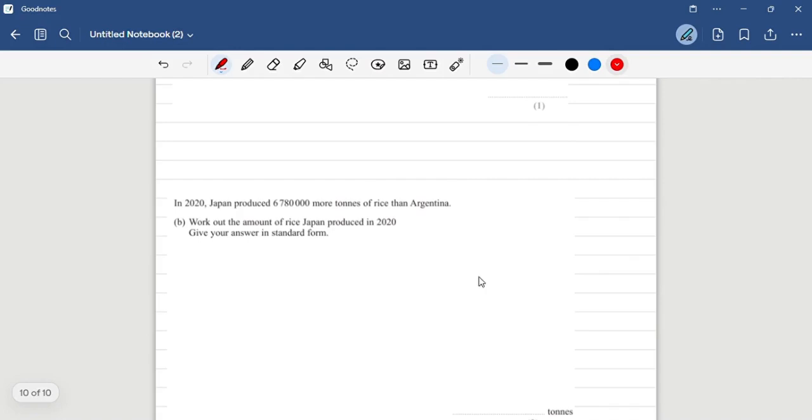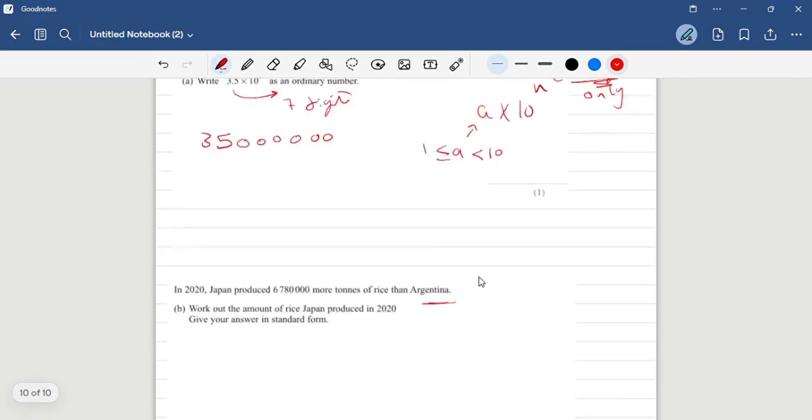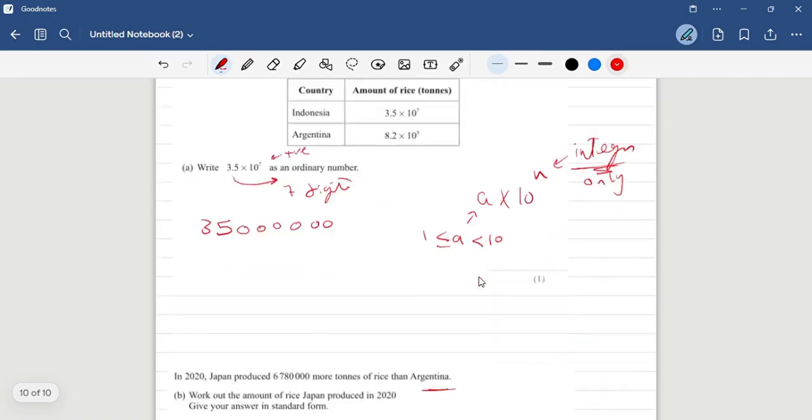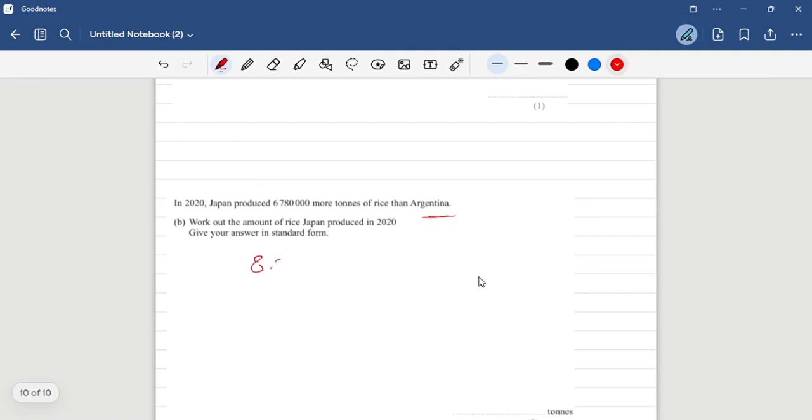So he said that Japan produced more than Argentina. So I need the amount of fries Japan produced in 2020. So I have to add this number to Argentina's, 8.2 multiplied by 10 to the power 5, plus 6,780,000, which is 678 with 4 zeros. How can I add these two together, given that he said the answer should be in standard form? Do you have any idea?